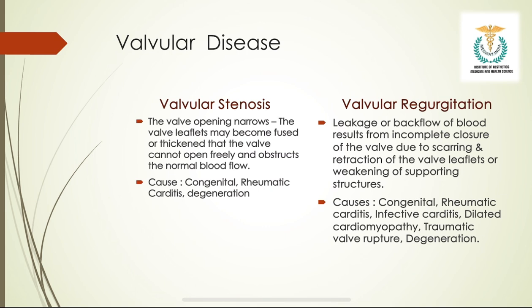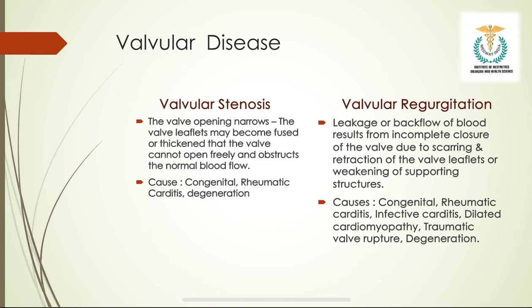Coming to valvular regurgitation, it is a leakage or backflow of blood resulting from the incomplete closure of the valve due to scarring and retraction of the valve leaflets or weakening of supporting structures. It can be caused by congenital anomaly, rheumatic carditis, infective carditis, dilated cardiomyopathy, traumatic valve rupture, and degeneration.